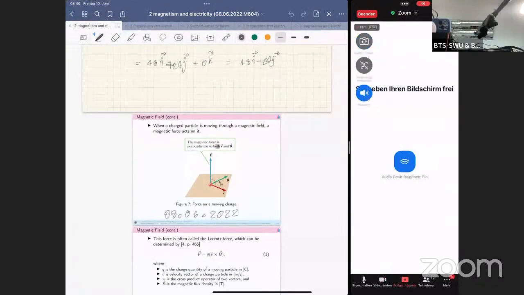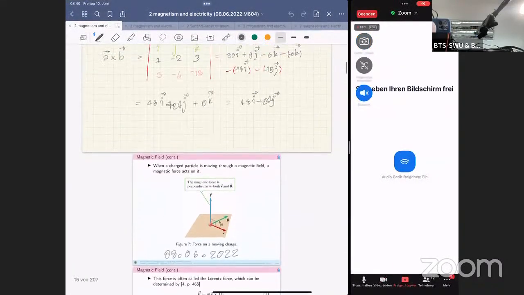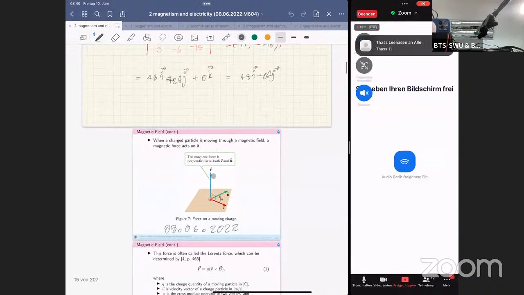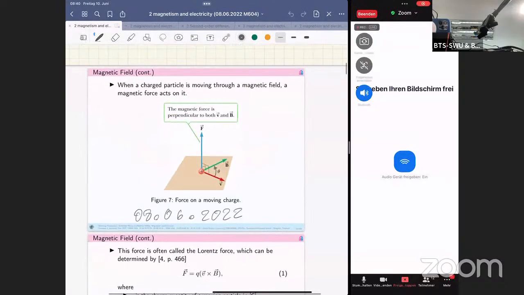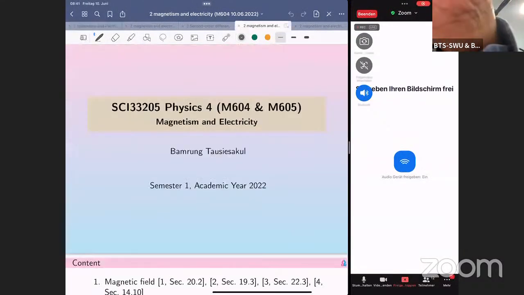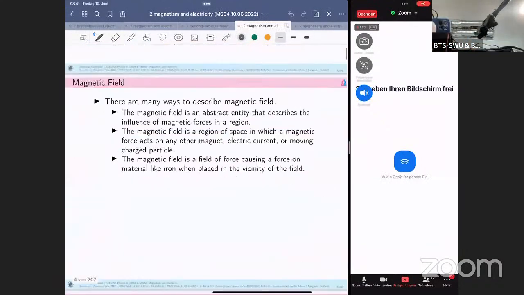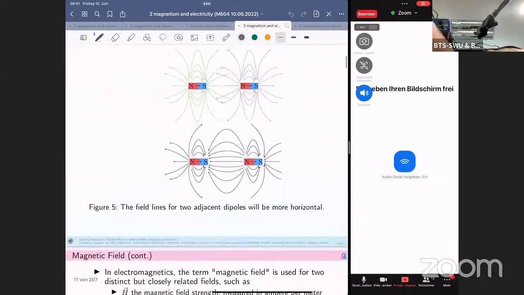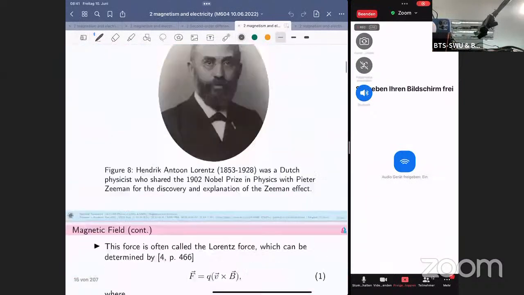Yes, right here we arrive at the charged particle that moves through a magnetic field in a magnetic force, right? On page 14. But let's move to the newer version because I have updated something. Page 14, right? Okay, right here.